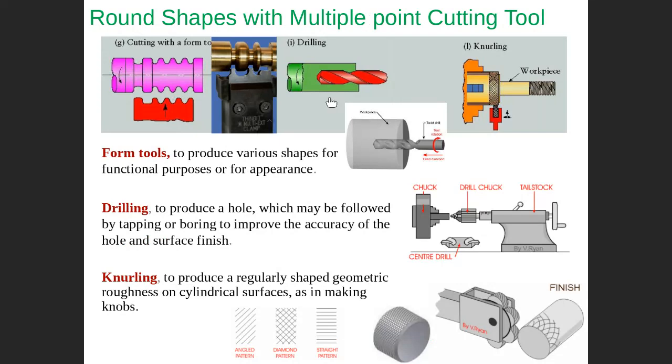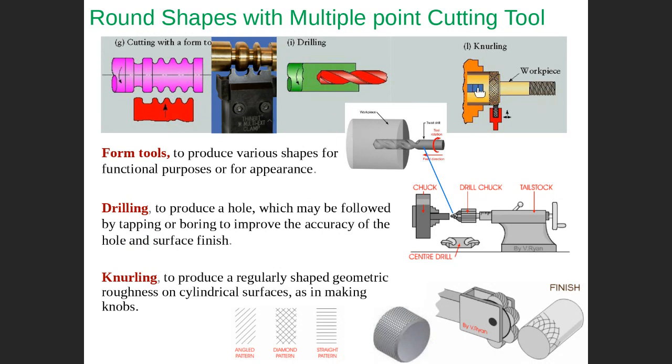Also, we can do drilling in a turning operation. But we put the drill bit in the tail stock. This is a tail stock. This is a chuck. This is a workpiece rotating, and then we put the drill bit in the tail stock here. Can you see that? This is a drill bit we put in the tail stock, and then we can do drilling by using a turning operation. So using a turning machine, we can do drilling. This is also another way.